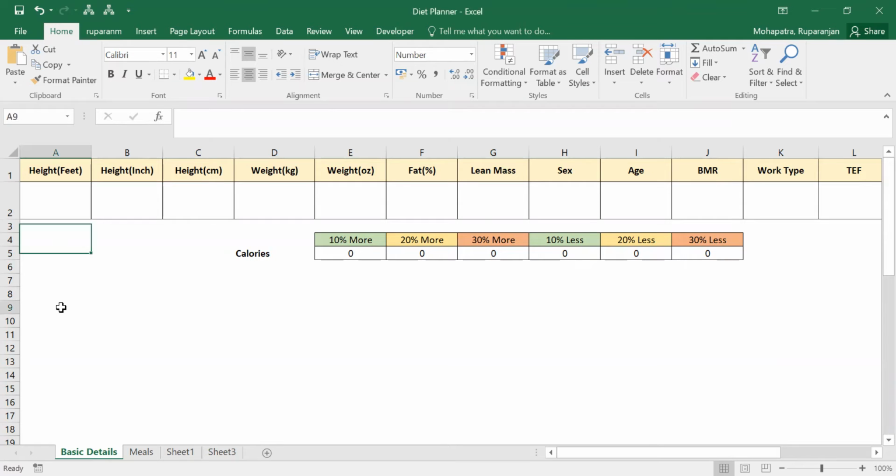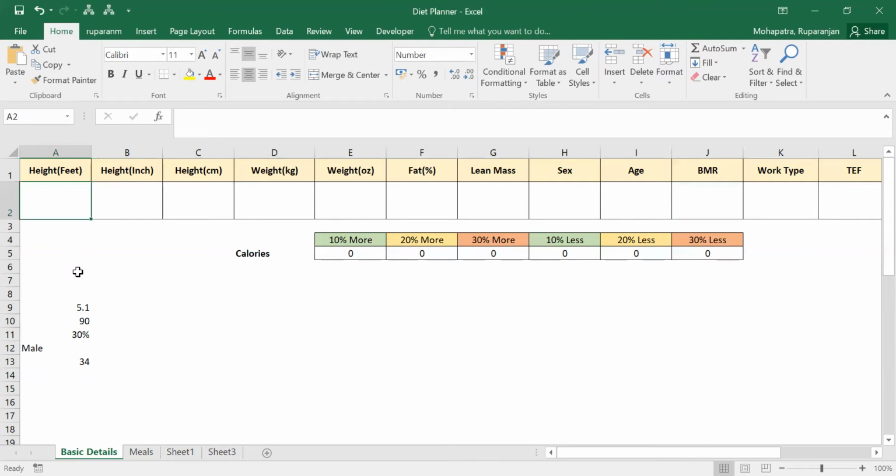Okay, let's say we are taking a person whose height is 5 feet 10 inches, and his weight is currently 90 kg, and he has, let's say, 30% body fat. This is subjective to every person, so we're taking it as a reference. Let's say a male, and age is somewhere around 34. Based on that we'll calculate the BMR.